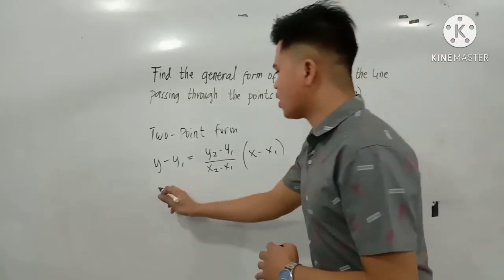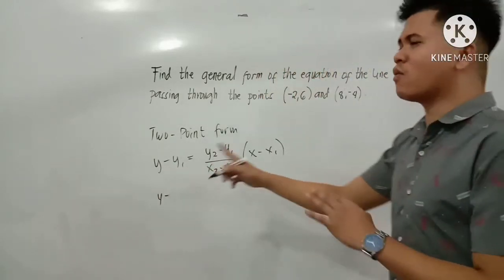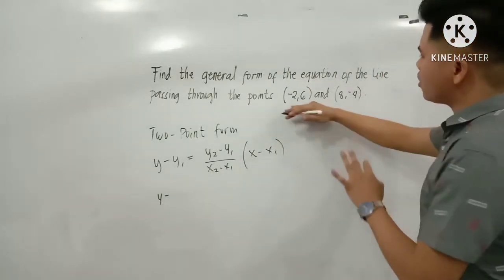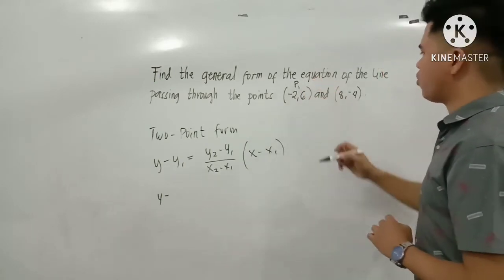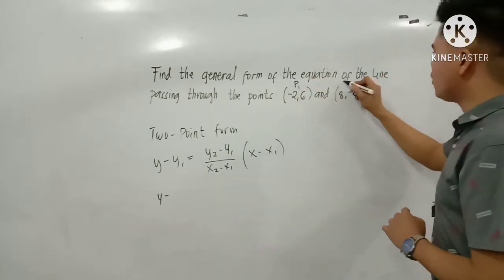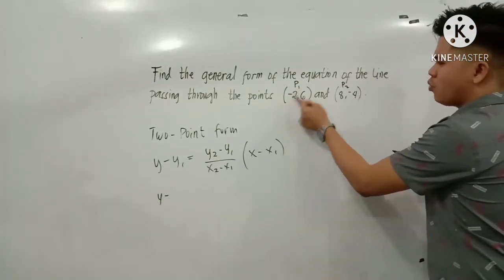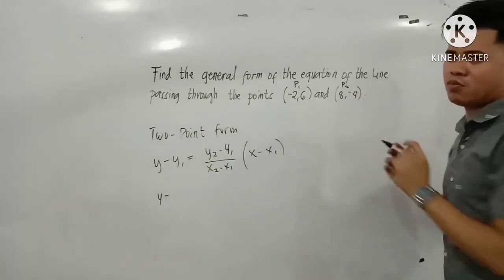So simply we have here y, then minus y sub 1, which is referring to the first point. This is our first ordered pair, so this is our first point. The second ordered pair is our second point, or point 2. Then all the coordinates here are x sub 1, y sub 1, and the coordinates here are x sub 2, y sub 2.